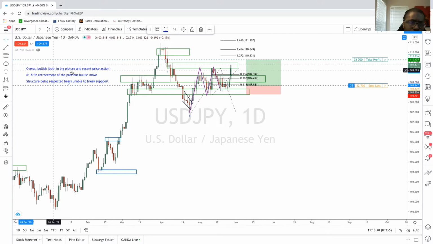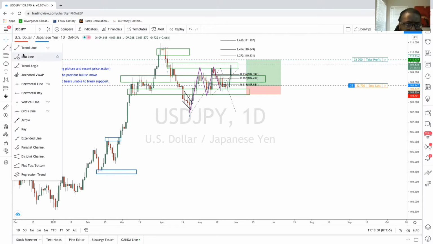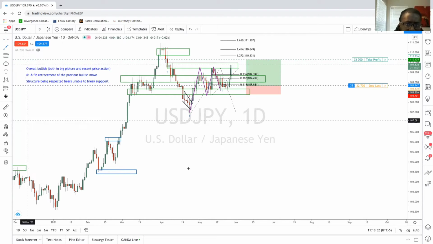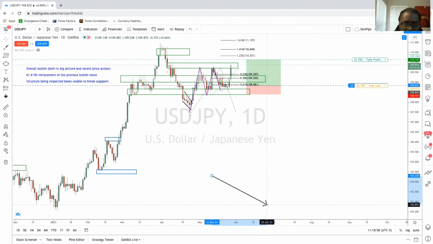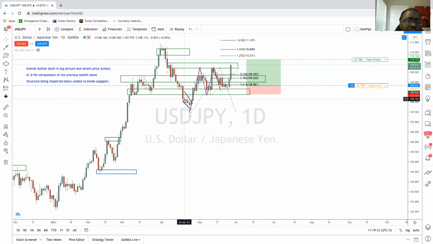All right, overall bullish, both in big picture and recent price action. So what do I mean by an overall bullish? As you guys know, bulls and bears, right? Bulls push price upward, bears push price downward. If we look at the bigger picture, you can clearly see that the bulls have been running things for quite some time. And in recent price action, one might look at this and start seeing some choppiness for sure.